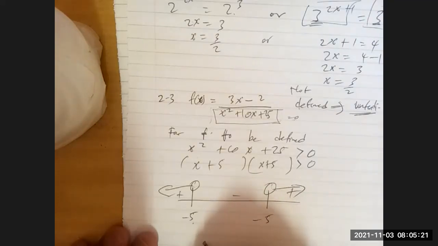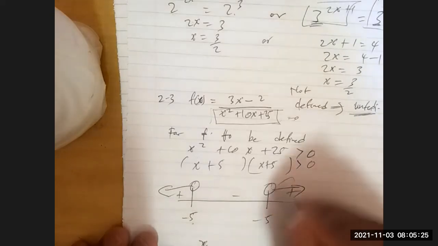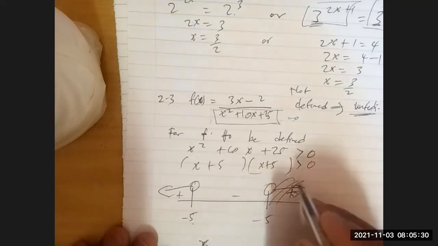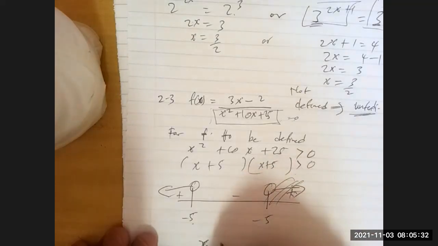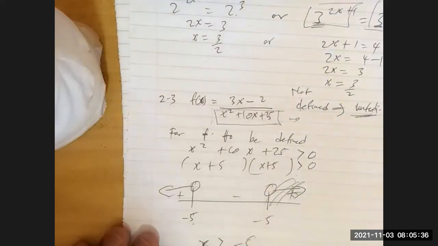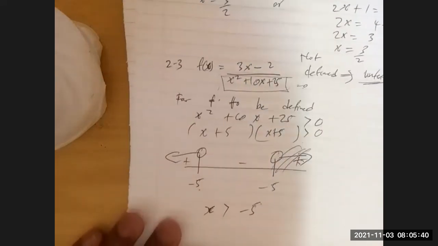You see, x must be... right, this side is not right. X must just be greater than -5. X must just be greater than -5. So this is how it is for it to be defined.